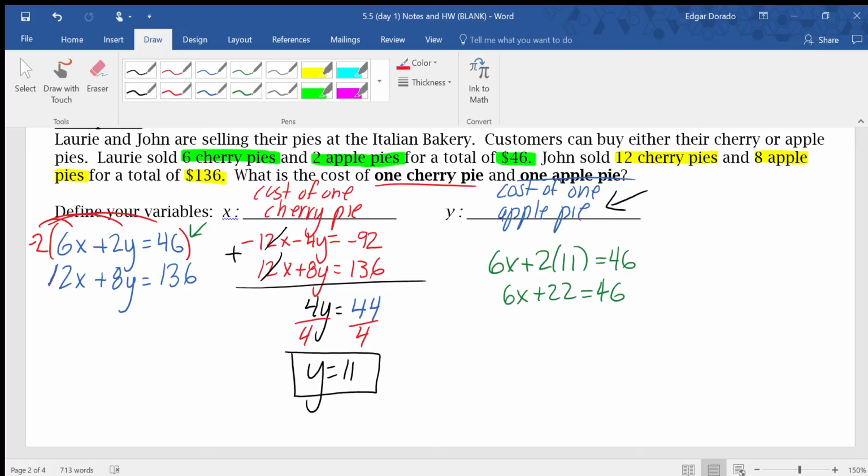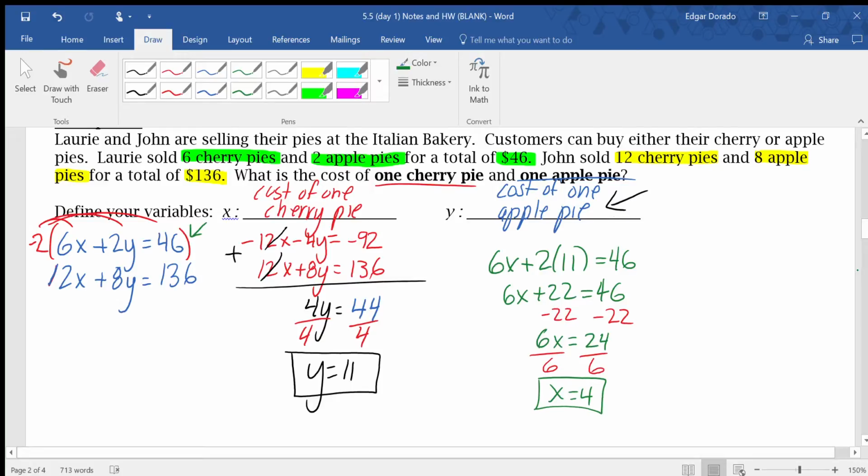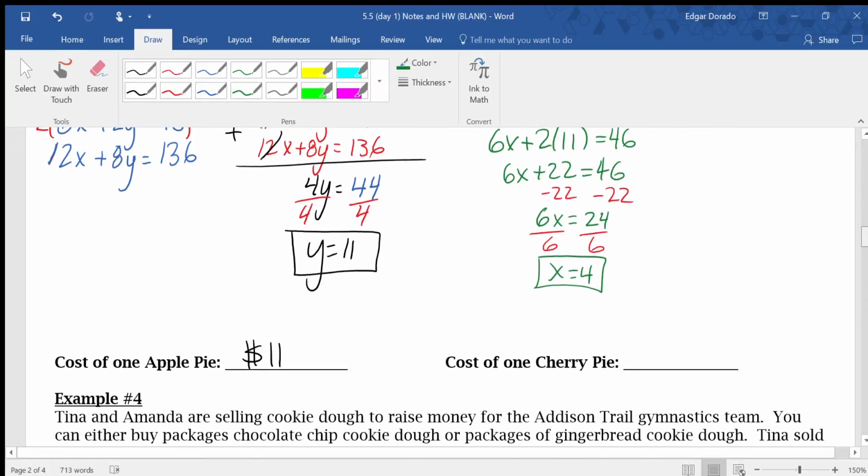Let's get rid of that 22 to get 6x equals, that is a 24. And then finally, divide by 6, so I get x equals 4. Okay, so the cost of one cherry pie would be $4.